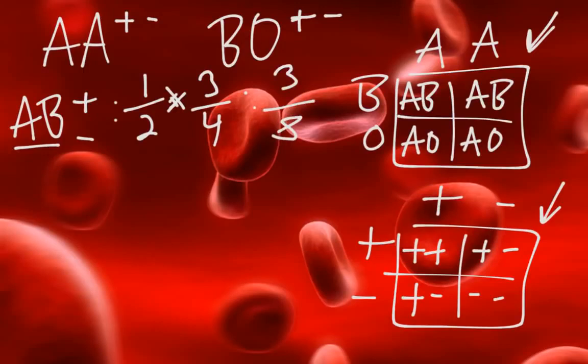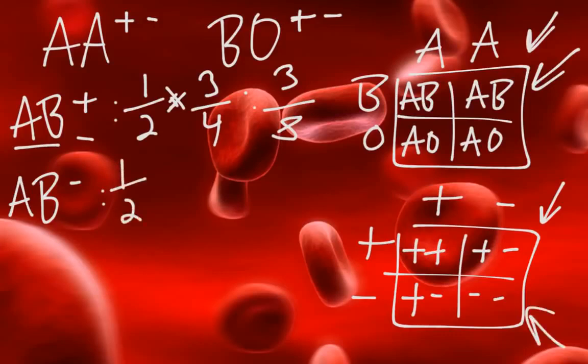If we want to do a different one, let's say we want to know what are the chances of being type AB negative. Well, we know from looking in this first Punnett square that we have a 1/2 chance of being type AB. And from looking in this second Punnett square, we have a 1/4 chance of being negative. So if we multiply those together, we get 1/8. And so it's really as simple as that.